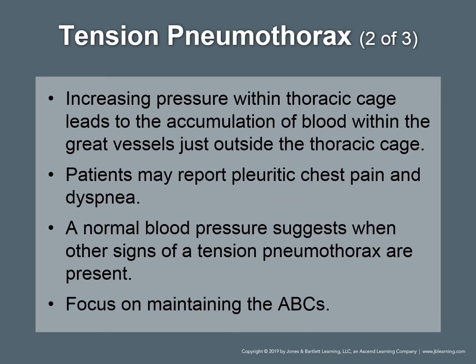Increasing pressure within the thoracic cage leads to the accumulation of blood within the great vessels outside of the thoracic cage. So what we're doing is we're shutting preload down. We begin to drop that blood pressure. They'll have pleuritic chest pain, shortness of breath. A normal blood pressure suggests when other signs of tension pneumothorax are present.